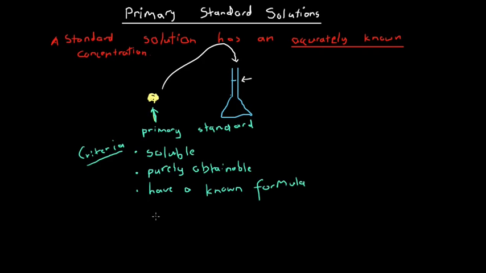And finally, you need to be able to store it without it deteriorating or reacting with the atmosphere, because that's a big issue. If it reacts with the atmosphere or deteriorates, then it won't really fit many of these criteria anymore. It won't be pure anymore, and it won't have a known formula. So it must be stored without deterioration, since it might decompose over time by itself, for example, or reaction with air.